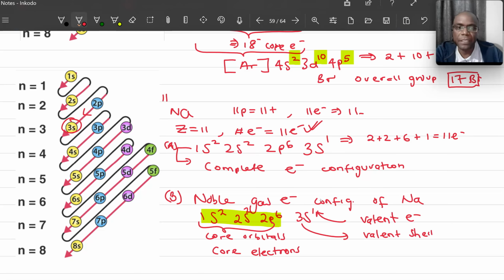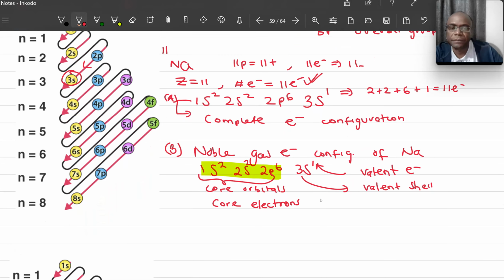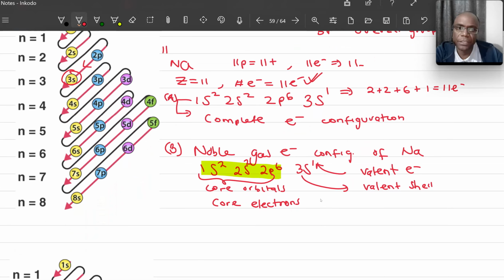Now, how many valence electrons do we have in sodium? Sodium is seen to have one valence electron. Valence just means remaining or outermost. One valence electron, and that is the reason why you'll see sodium in main group 1A.